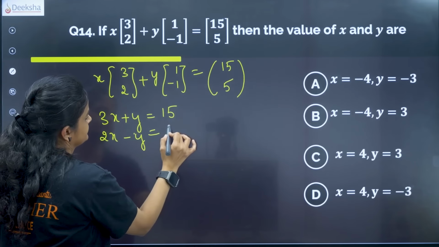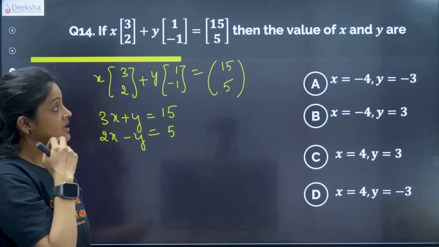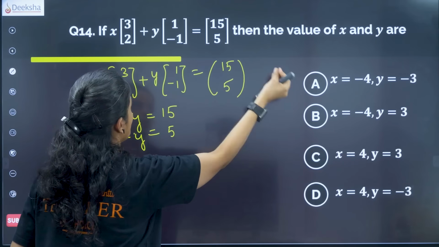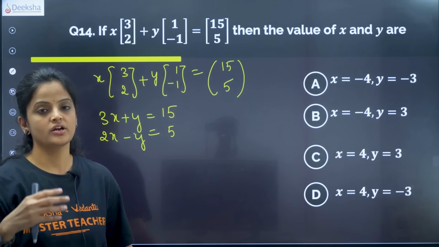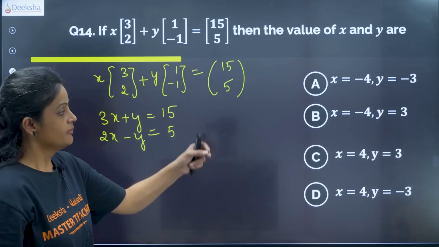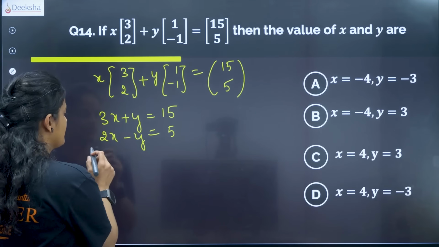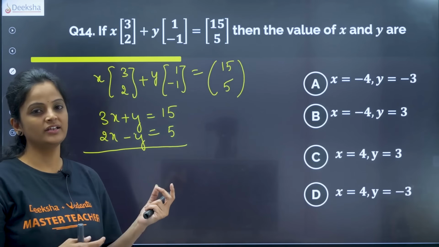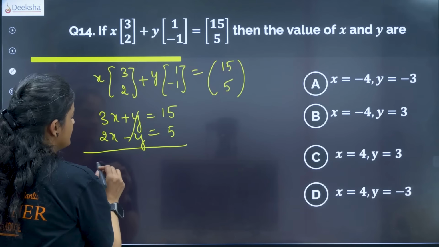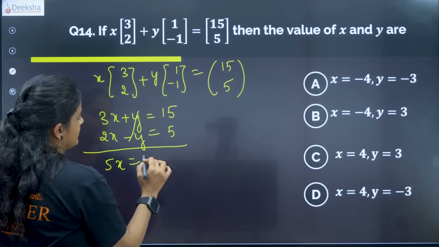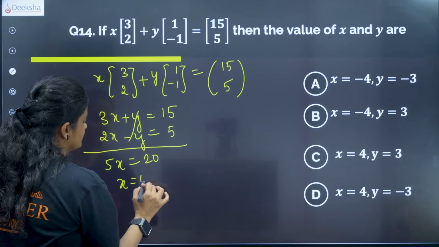Minus y equal to this. You can do one more thing by taking the option, substituting and checking whether you are getting 15 or 5. But for that you have to go with each option. If you feel that is comfortable, that is faster, you can do it, but solving these simple equations is only faster, I feel. Adding this, x is 4.